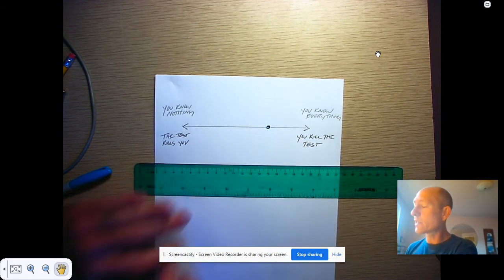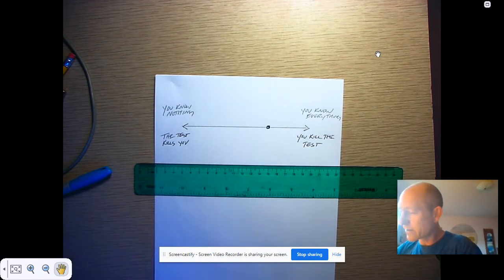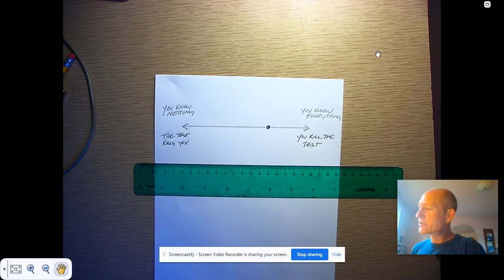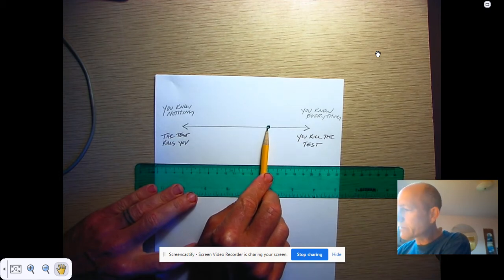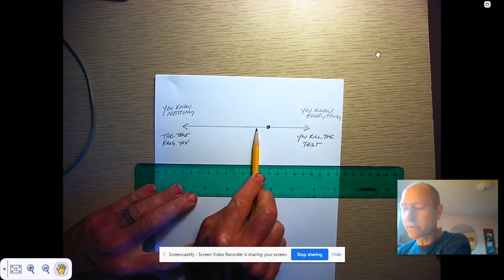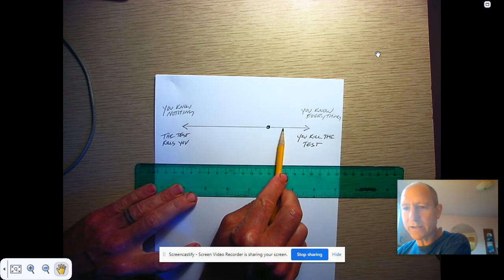You guys know a lot, but there's things that are going to be on the test that I haven't covered, and that's just how it is. So this, let's say, is where you're at. And of course, different people in the class are different places. There's some people over here and there's some people over here, right?